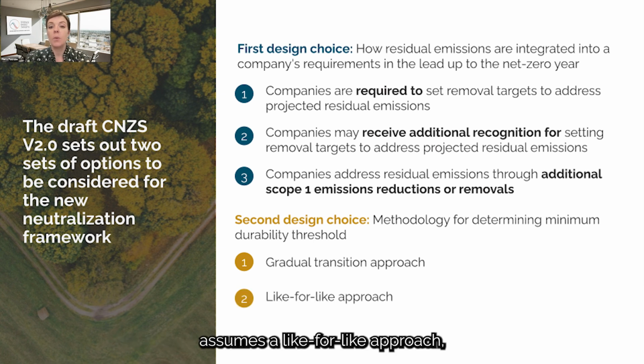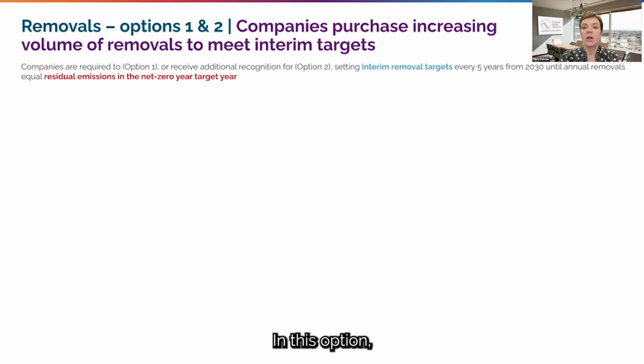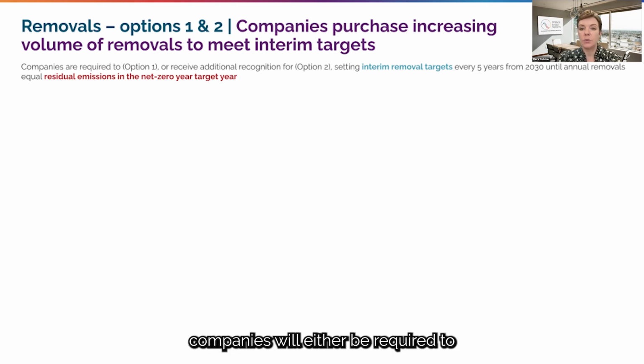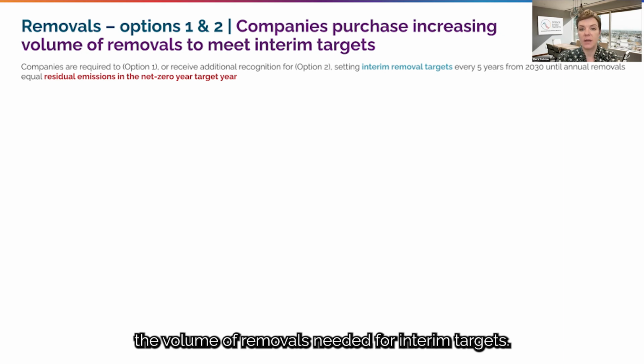Option two, assume a like-for-like approach in which the durability of removals is matched to the atmospheric lifetime of the gases. In this option, companies will either be required to or receive additional recognition for introducing interim removal targets. There are two main steps that companies need to take to determine the volume of removal needed for interim targets.